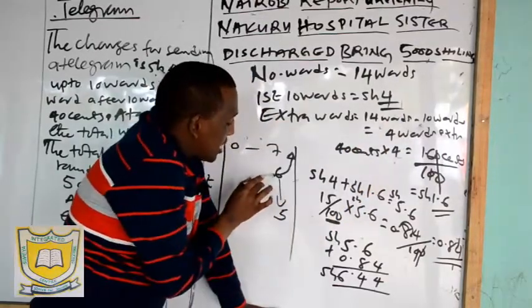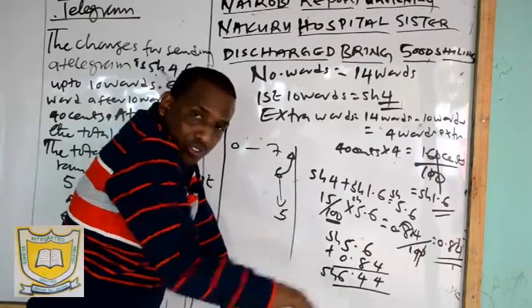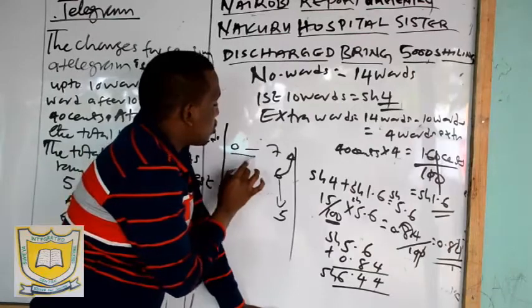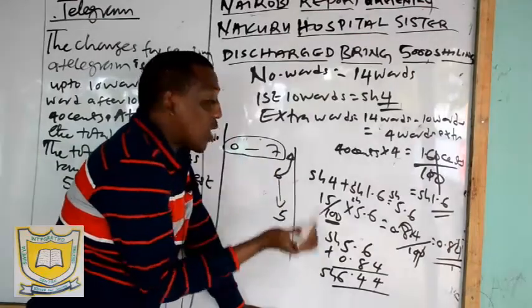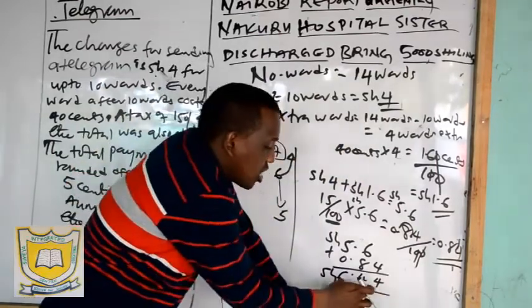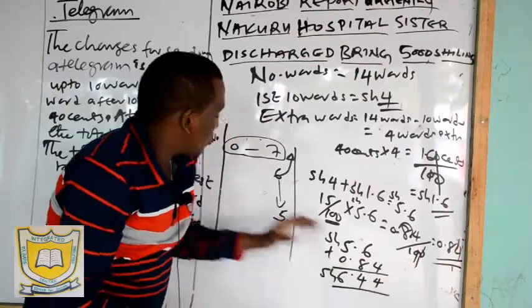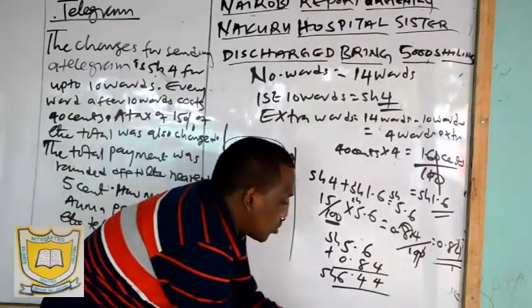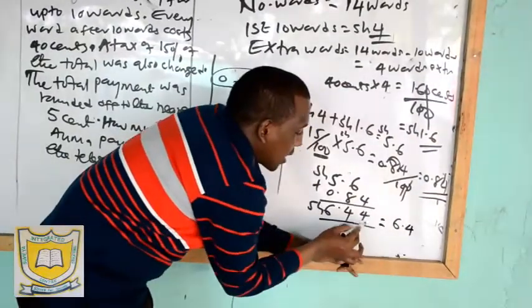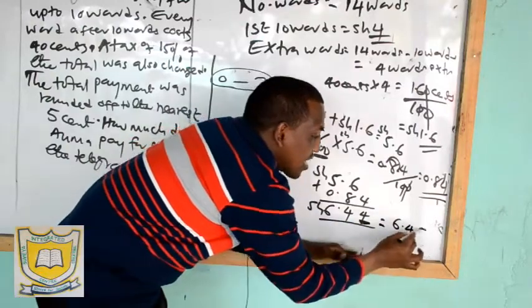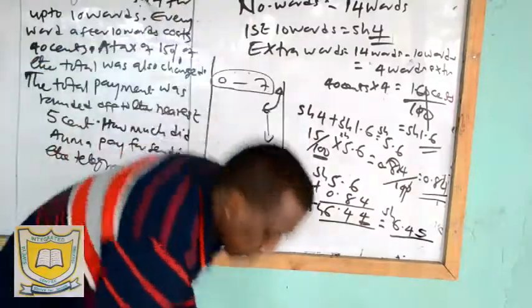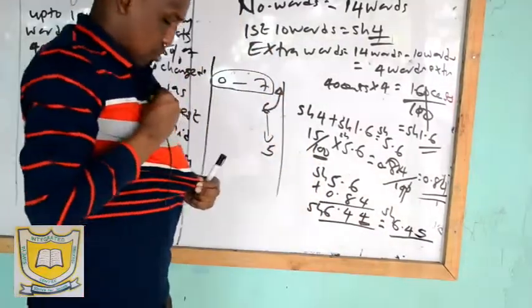So it is very easy for this 6 to go back to the side of 5 than rising up to the side of 10. So when the last digit number falls between 0 and 7, we round it off to the nearest 5 cents. The last digit number will become 5. So here is 4. This 4 falls between 0 and 7. So in short, the answer will become 6.4, and the last digit number will become 5. So the answer is shillings 6.45.